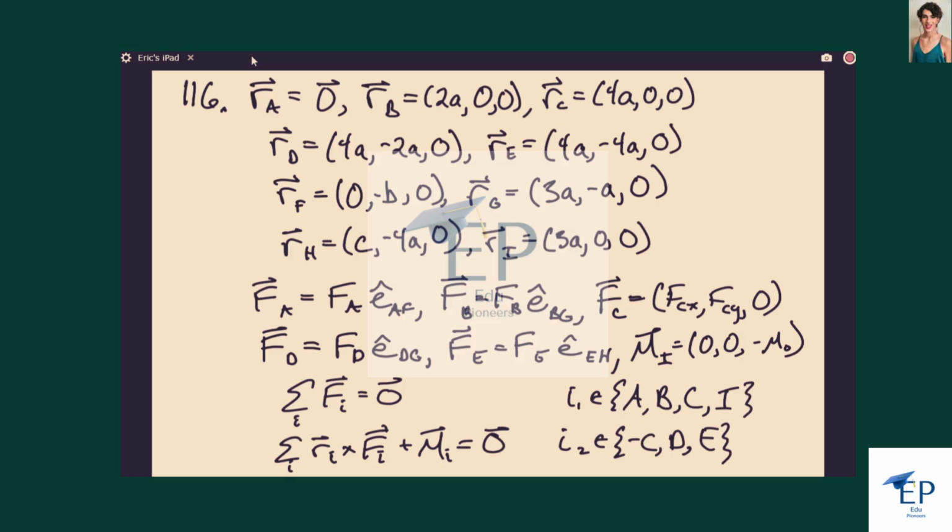I summed forces and moments on A, B, C, I. Now there's no force at I, but there's a moment at I. There are no moments at any of these other points. So we have this moment in our moment equation, so this would be external moments. And so then we have three equations from this, and then on the vertical bar, we have points C, D, and E, so forces C, D, and E.